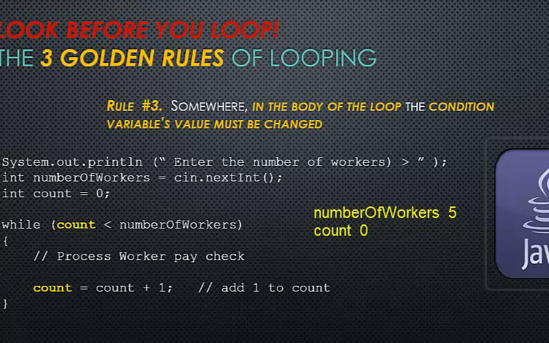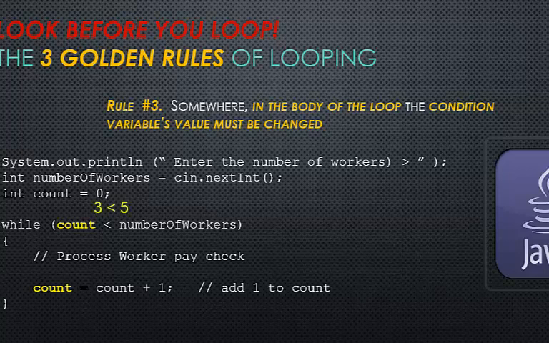So let's assume there were 5 workers. Initially count is 0. We process worker number 1, increment the count to 1. We repeat the check. Is the count less than the number of workers? Is 1 less than 5? Yes. Repeat the loop. We've now processed 2 workers' paychecks. We check the condition again. Is count less than number of workers? 2 is less than 5. So we repeat processing the worker paycheck.